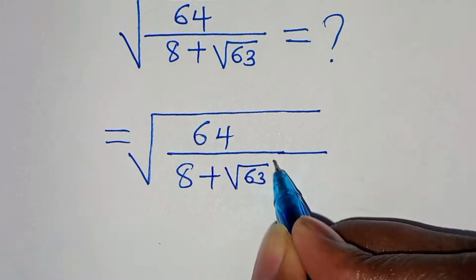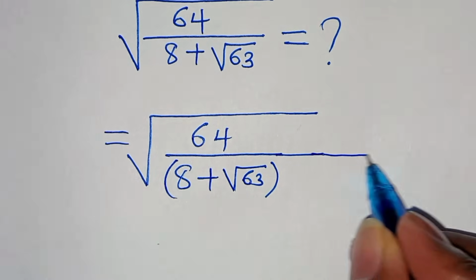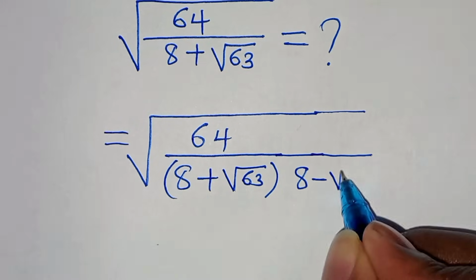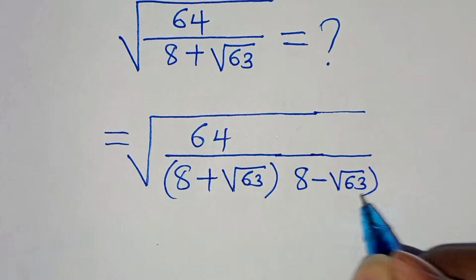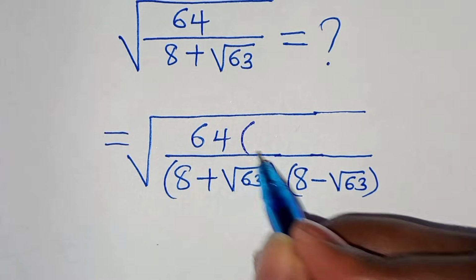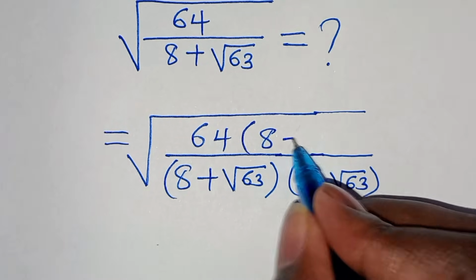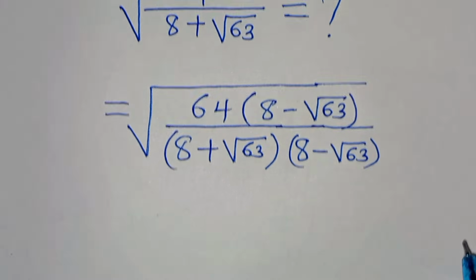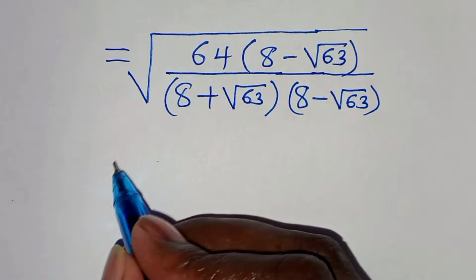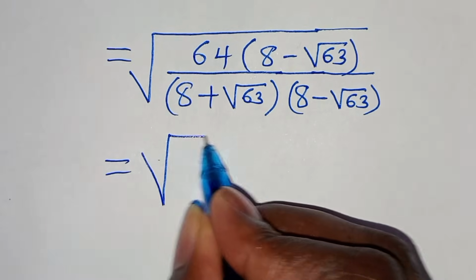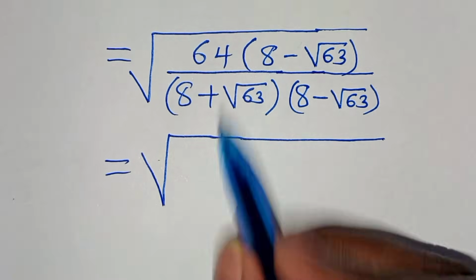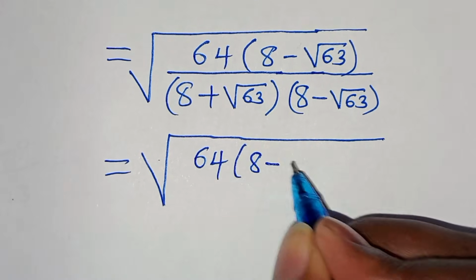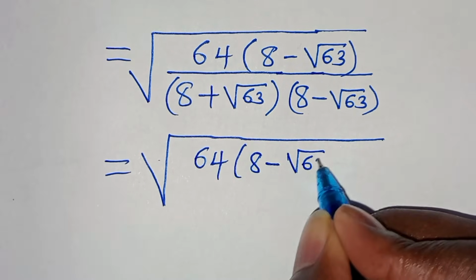Now the first step to do here is to introduce a conjugate, and this conjugate is 8 subtract square root of 63. And let's multiply the same conjugate with the numerator here, which is 8 subtract square root of 63. Now, the next step is that we have the square root of, in the numerator we have 64 multiplied by 8 minus square root of 63.